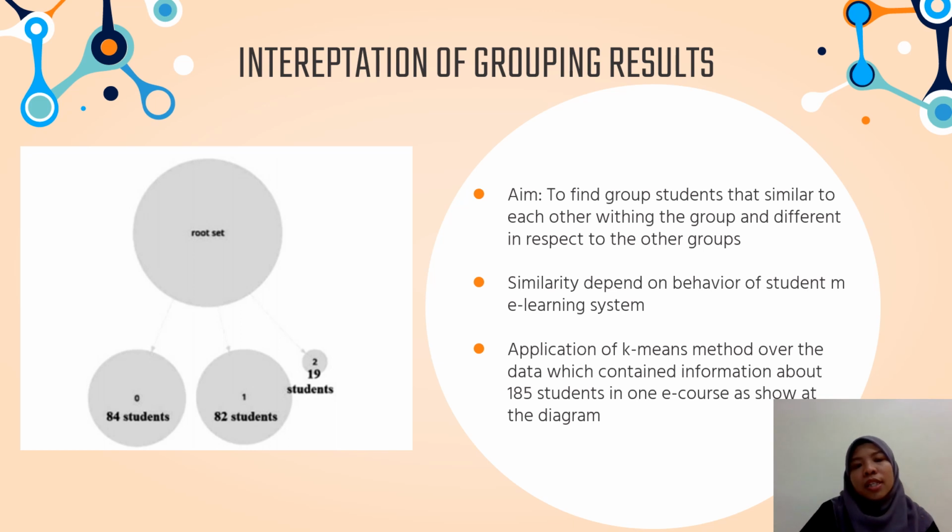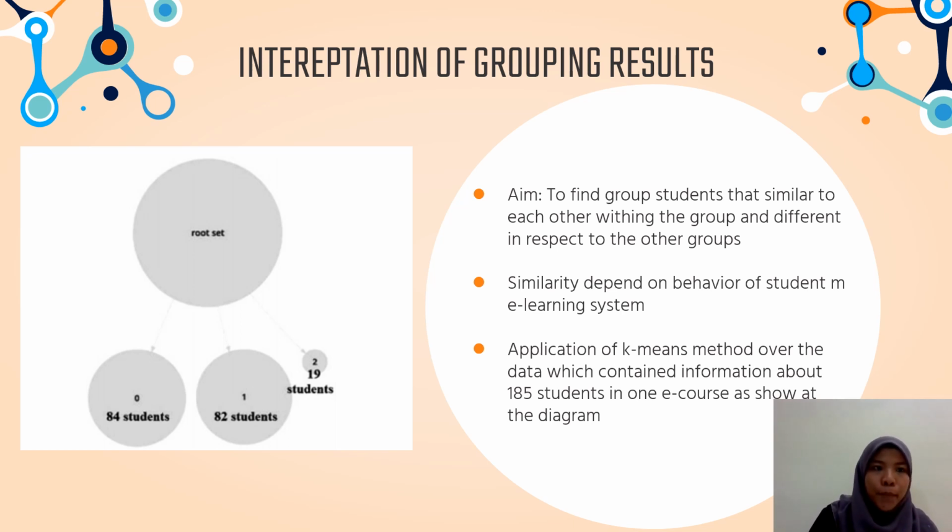Behavior intention is an important predictor of student behavior that varies between different behavior control and normative belief on the desired behavior. The application of the K-means method over the data, which contain information about 185 students in one course, is shown in the diagram. As we can see, Group 0 contains 84 students, Group 1 contains 82 students, and Group 2 contains 19 students. This diagram represents the groups of the students in the form of a tree.